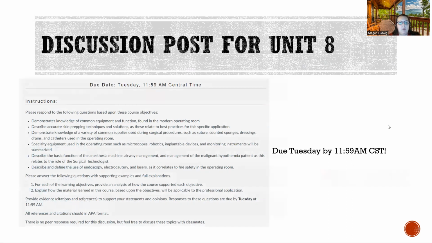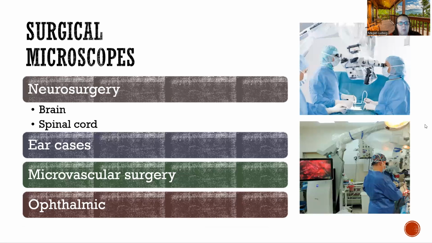Okay. So let's talk a little bit about microscopes first. Microscopes can be a little intimidating, especially for new students coming in. You're going to see microscopes in these particular types of cases most often. So neurosurgery, we're working in the brain. We're doing some very detailed, fine stuff. So surgeons will often, like in this picture here, be right up on that microscope along with their assistant to see what they're getting into with the brain and even spinal cord.